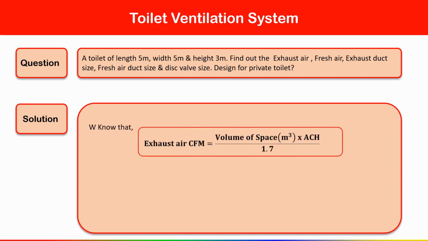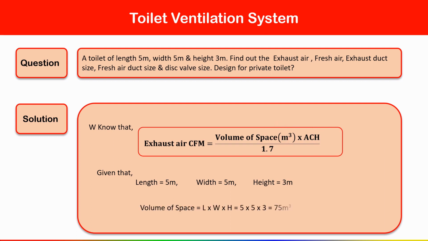So we know the formula to find out the exhaust air CFM: volume of space in meter cube into ACH divided by 1.7. Okay, and what is given here in the question? Length is 5 meter, width of this toilet is 5 meter, height 3 meter. Now with the help of this length, width, height, we can easily get the volume in meter cube, and remember the unit also. Okay, we have to put the value in meter cube. So just calculate the volume of that space, and we know that volume of space is length into width into height, so you will get 75 meter cube volume of space.